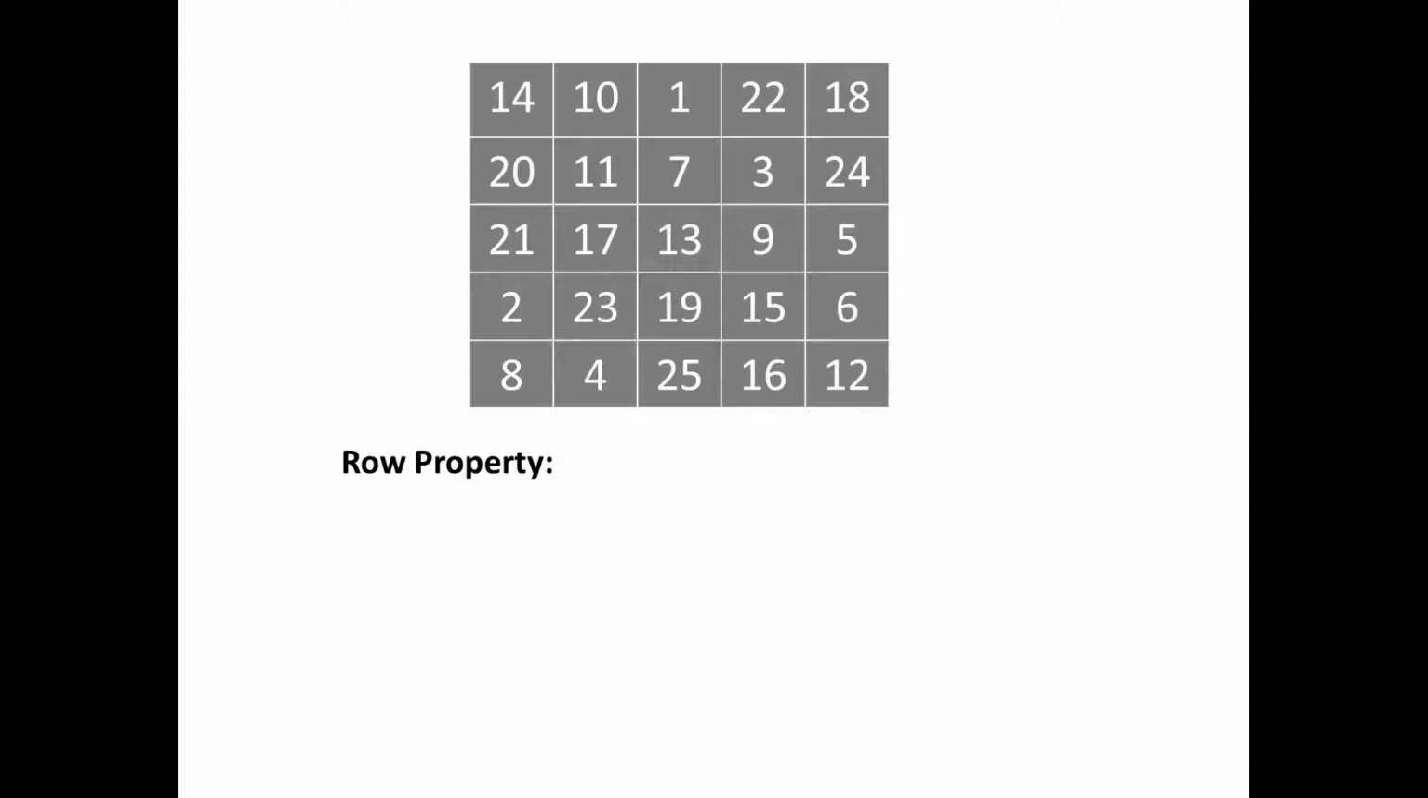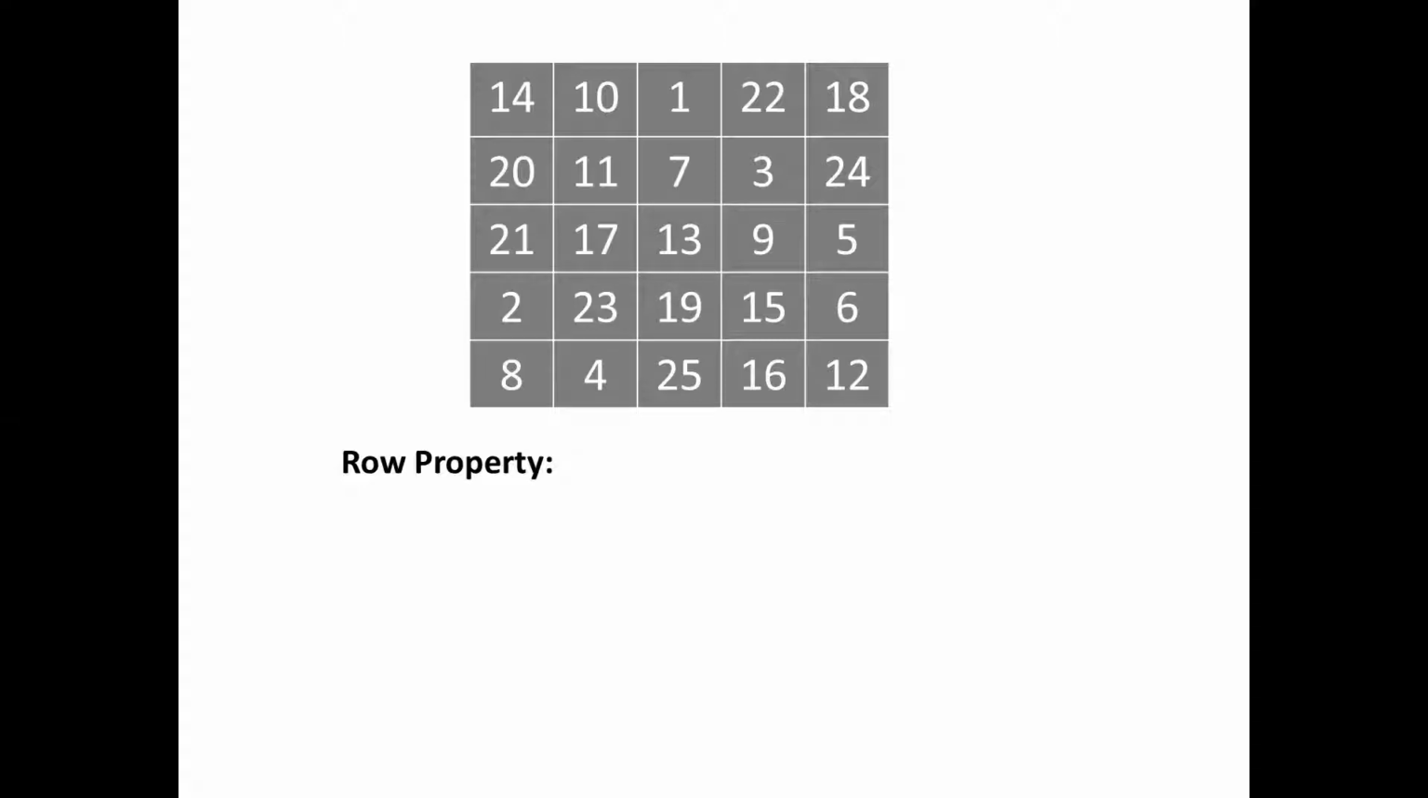First, what is a magic square? Let's look at this example. It is a 5 by 5 magic square. Integers from 1 to 25 are arranged to satisfy several properties.